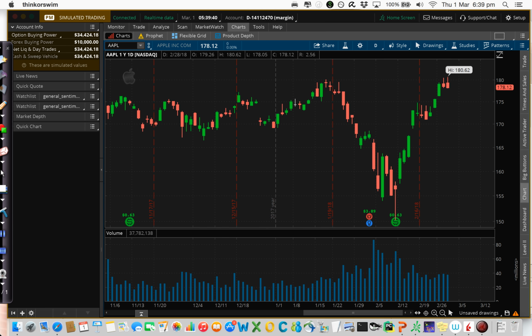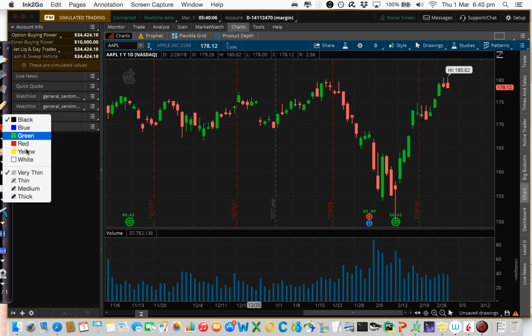Okay, so this is the platform. Here you see the chart of Apple. Before starting, I am not sure if you know what is the meaning of these green and red candles. It's a way to visualize the price. So let me explain the meaning.